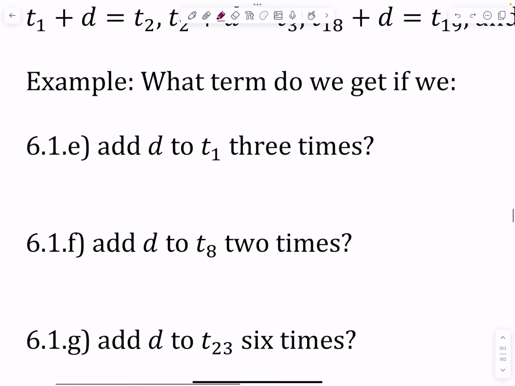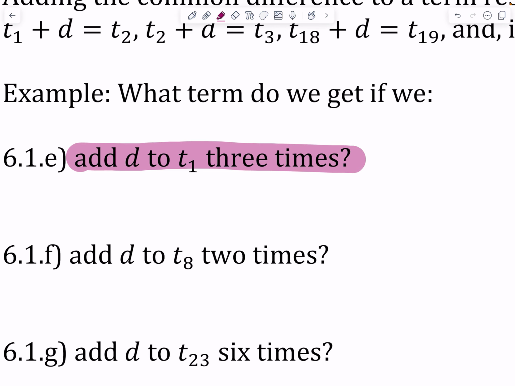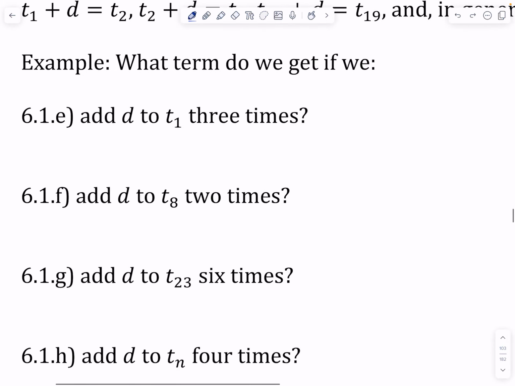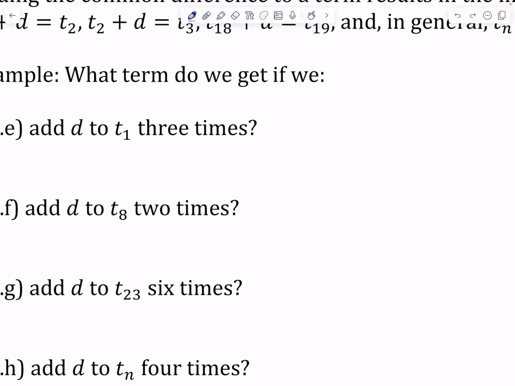What happens if we add d to t1 3 times? Let's take a look at how that happens in kind of a long format, and maybe we'll get a speedy way to do at least the last two. We'll go slow for the first two examples here, examples E and F.